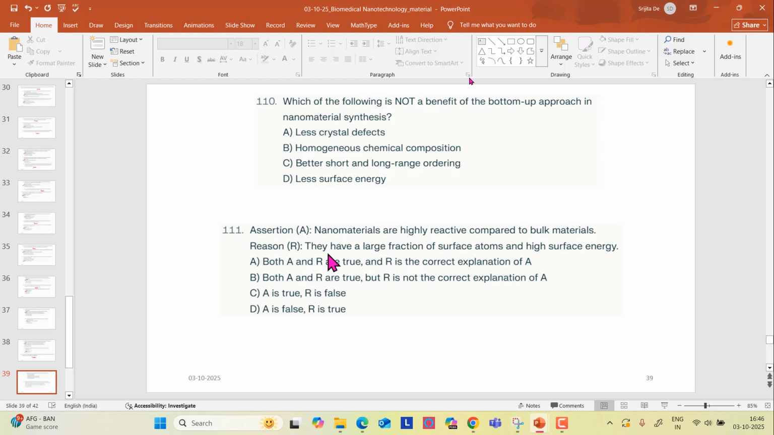Which of the following is not a benefit of the bottom-up approach in nanomaterial synthesis? Less crystal defects, homogeneous chemical composition, better short and long range ordering, less surface energy. Option C, better short and long range ordering.